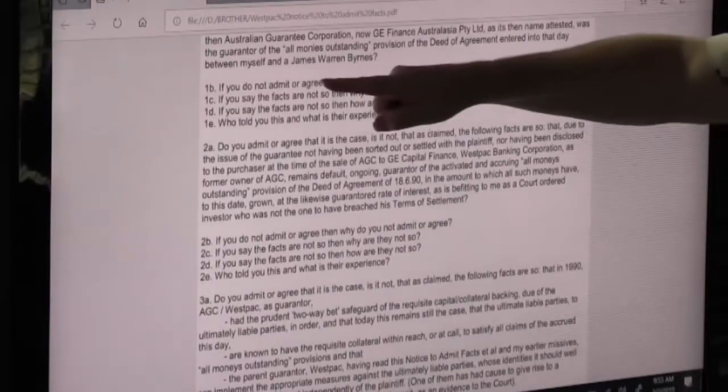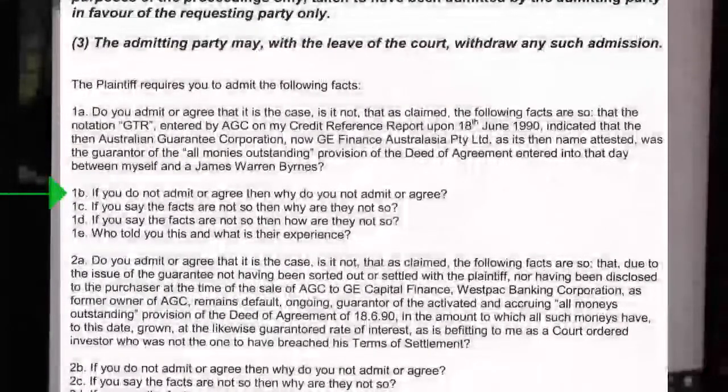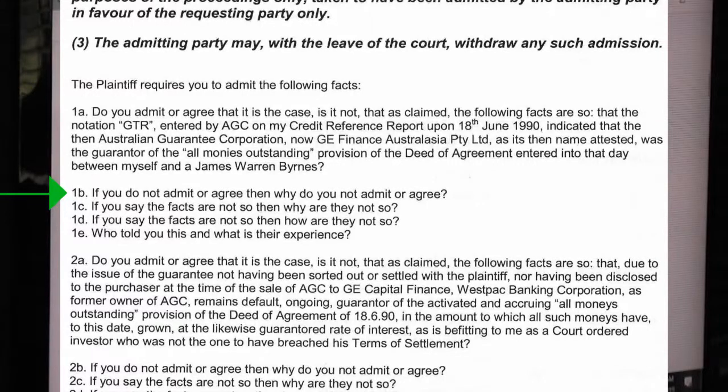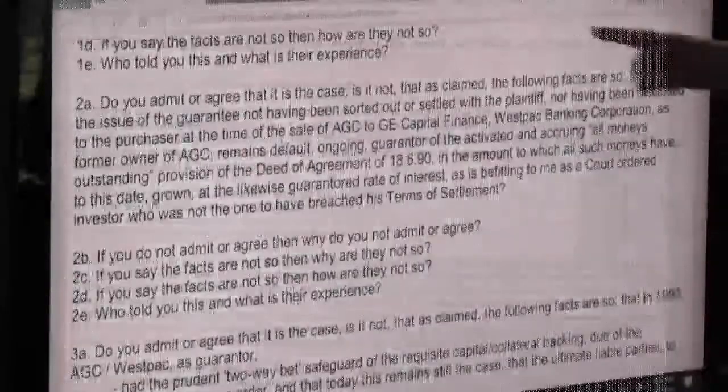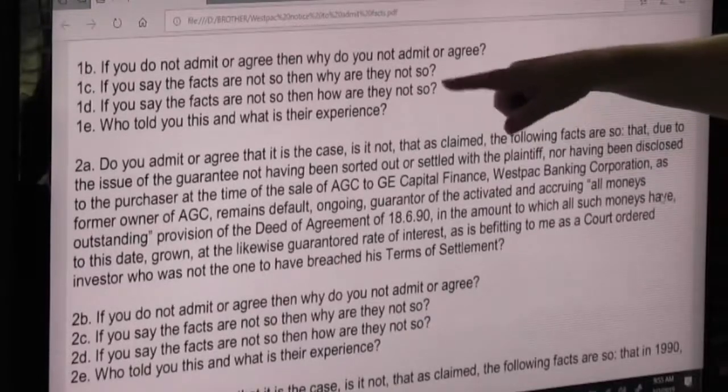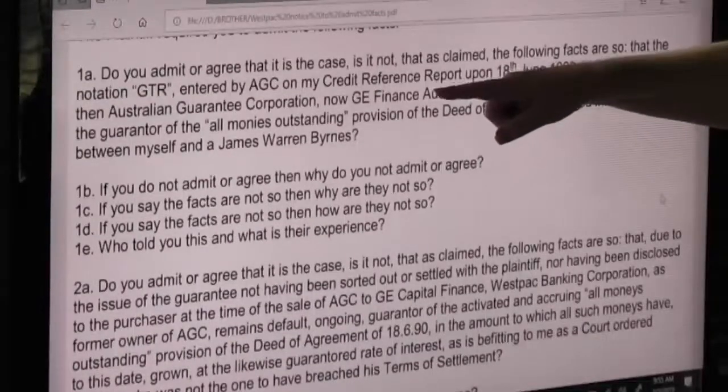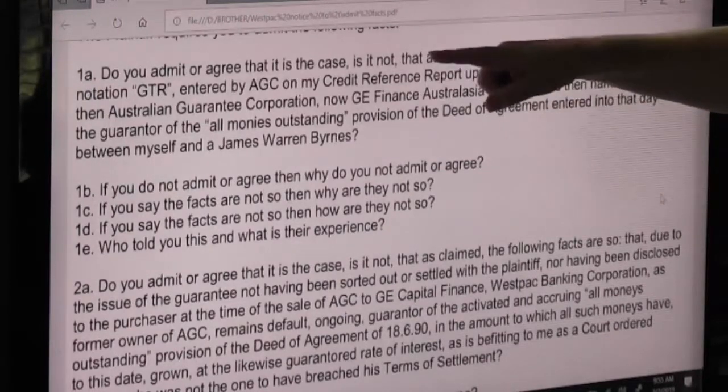After each one of them, you put in 1B. If you do not admit or agree, then why do you not admit or agree? So you ask them that if they don't admit or agree. C, if you say the facts are not so, then why are they not so? D, if you say the facts are not so, then how are they not so? This ties their heads in a knot. E, who told you this and what is their experience? So they look at all that and say, oh, we're not going to answer this. It all gets too much work.